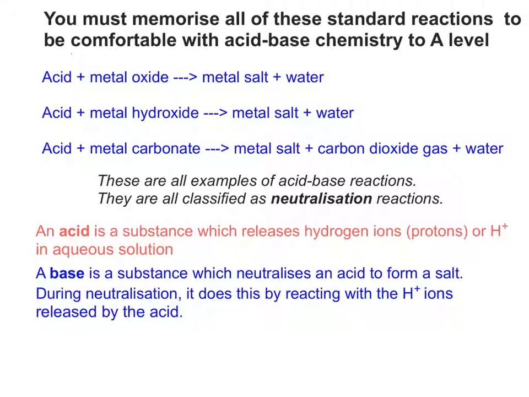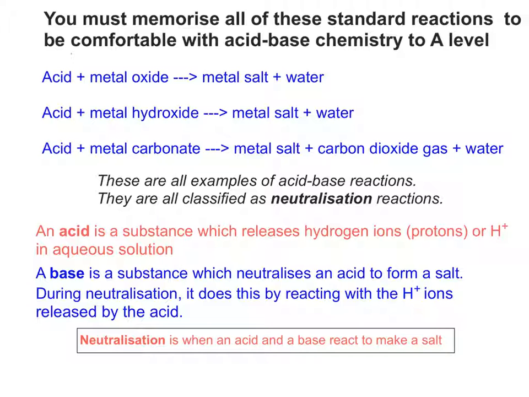So an acid is a substance which releases hydrogen ions, otherwise known as protons, or H+, in aqueous solution. A base will absorb these protons, and during neutralisation, a base and an acid will react together to make a salt. The acid by releasing the H+ ions, and the base by absorbing them. When I say absorbing, it will obviously be reacting with them.